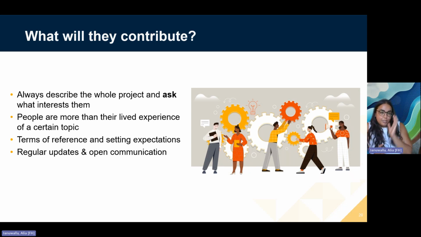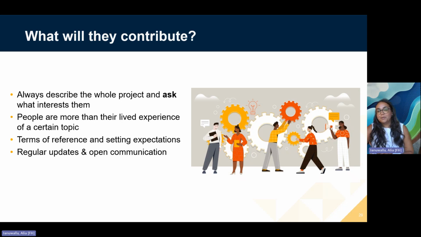And what will your partners contribute? You always want to describe the whole project and ask what interests them. People bring rich experiences and skill sets to projects and are more than just their lived experience of a certain topic or issue. And so asking them how they would like to contribute builds trust and makes the work better.